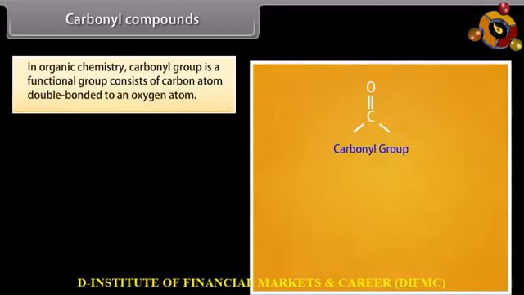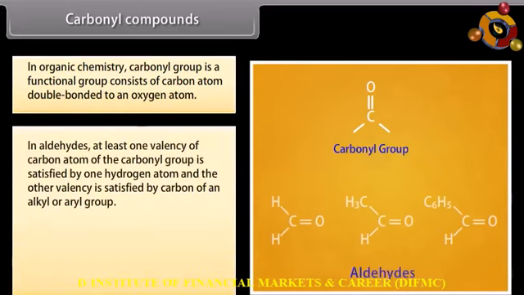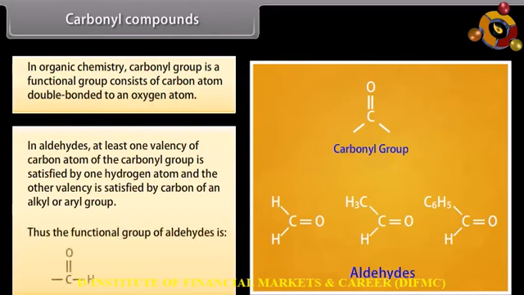Carbonyl compounds. In organic chemistry, carbonyl group is a functional group consisting of a carbon atom double bonded to an oxygen atom. In aldehydes, at least one valency of the carbon atom of the carbonyl group is satisfied by one hydrogen atom and the other valency is satisfied by carbon of an alkyl or aryl group. Thus, the functional group of aldehydes is CHO.